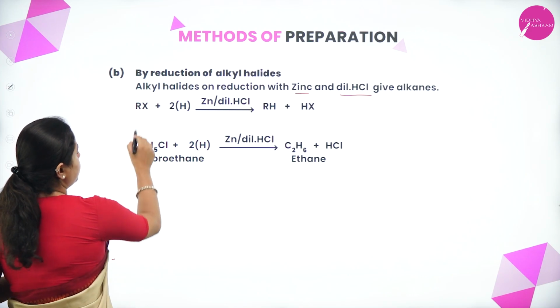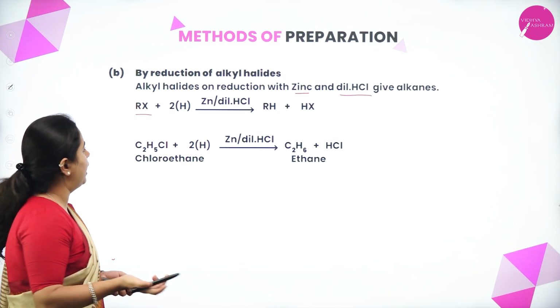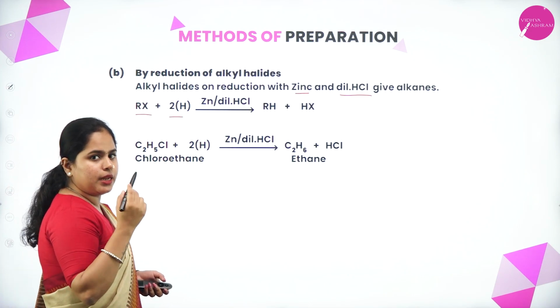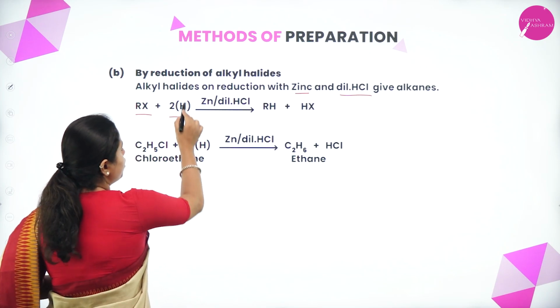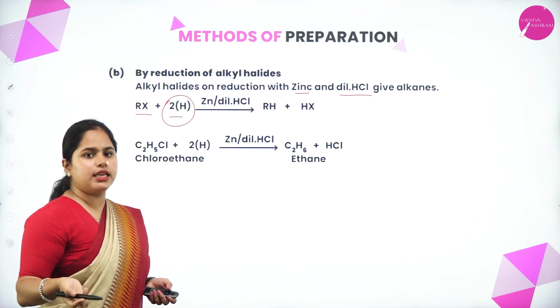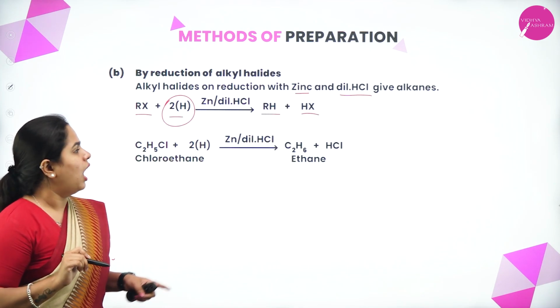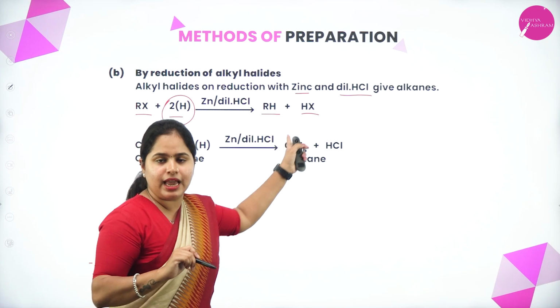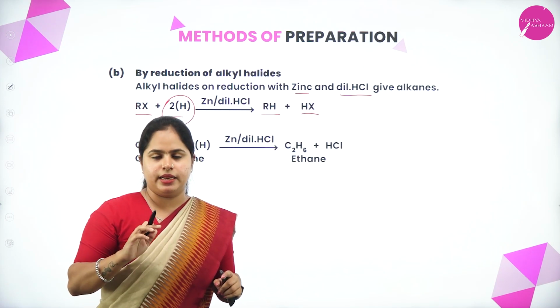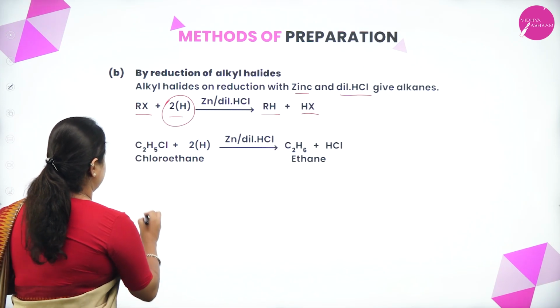Let's take the example here, again RX, that is alkyl halide, in the presence of hydrogen, in the presence of zinc and dilute HCl. We are going to add hydrogen, and you will get RH and HX. Now, what is this? RH is the alkane and HX is the hydrogen halide. So let's take an example and understand this.